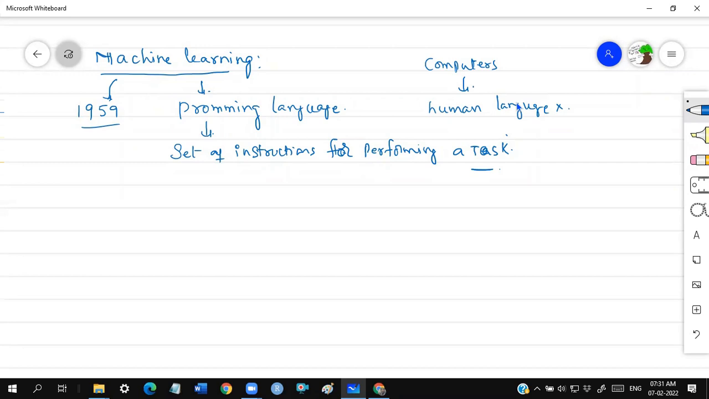If you see the history, you will see about Arthur Samuel. He's an IBM employee who started this term machine learning. Initially they started with small instructions, asking why the machines can't learn. So they started some research on that. After around 5-6 decades, this research was able to be successful.